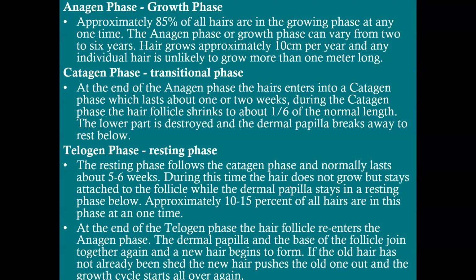At the end of the anagen phase, the hair will enter the catagen phase, and this is about 2 weeks. During this phase, the follicle shrinks to about 1/6 of its normal length, and then the lower part, which is near the dermis, will break off, right? And when that happens, it goes to the resting phase. And that's about 6 weeks, and hair doesn't grow, but the hair is still attached, right? During that phase, the dermal papilla is resting, okay? And around 15% of hairs are in this phase at any given time.